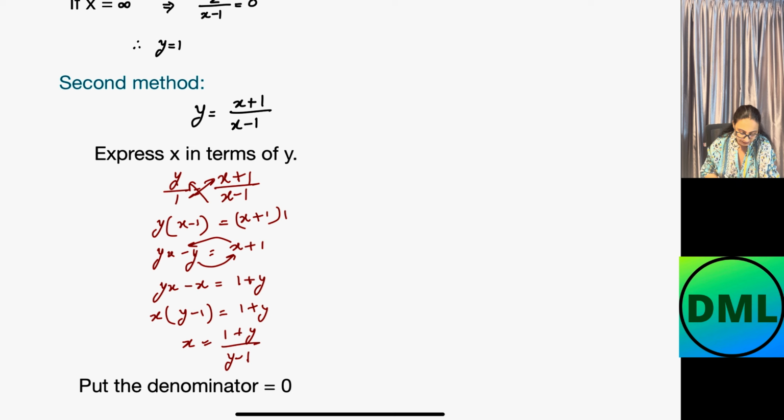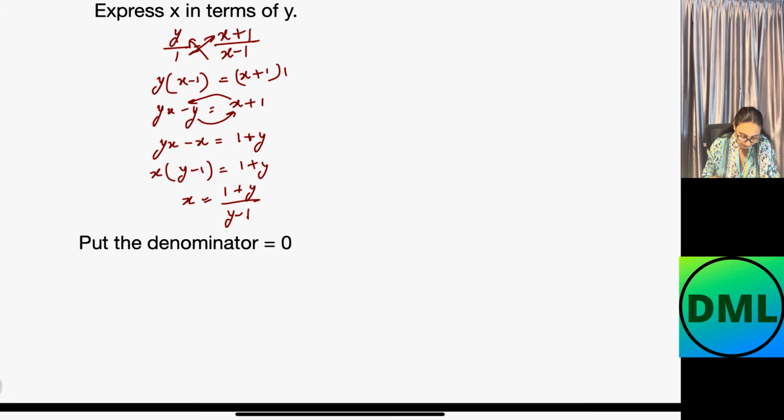In that case, I need to put the denominator equal to 0 again. Let's put the denominator equal to 0. My denominator is y minus 1 is equal to 0. I will get y is equal to 1 as my horizontal asymptote. This is the second method of solving it. Let's see the third method here.